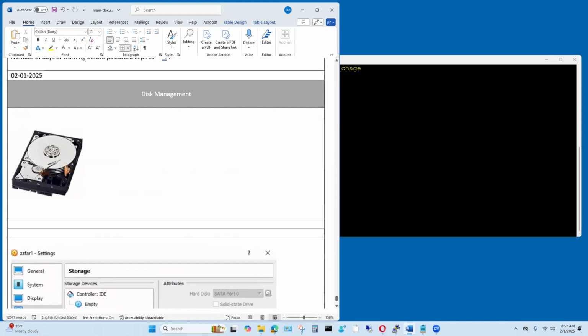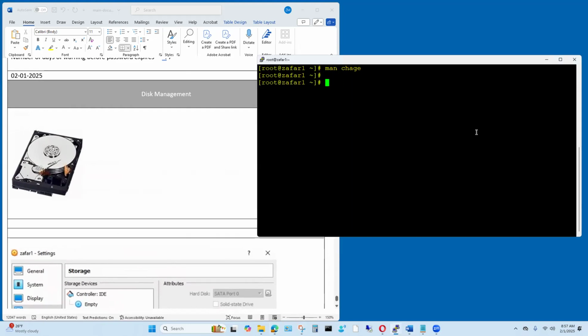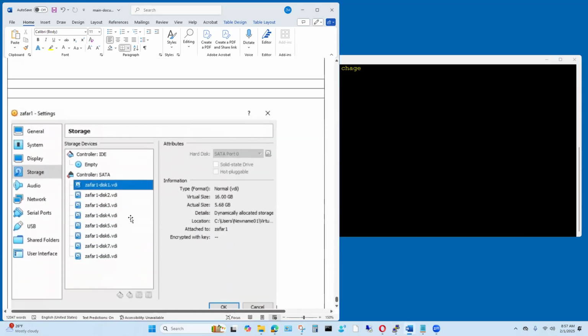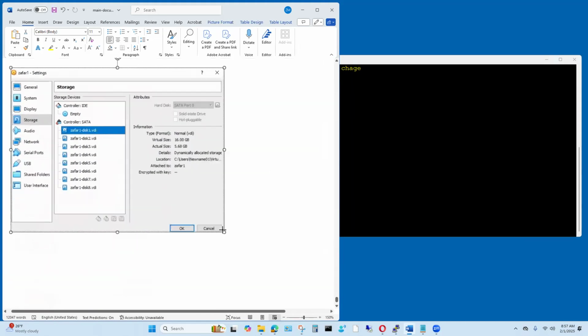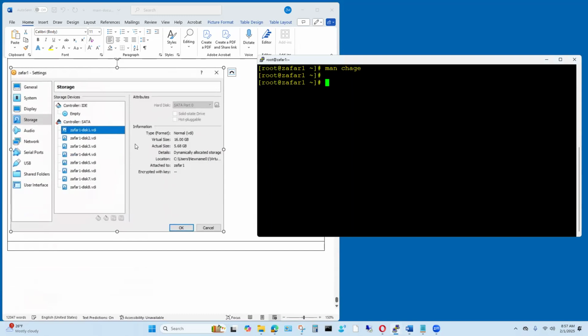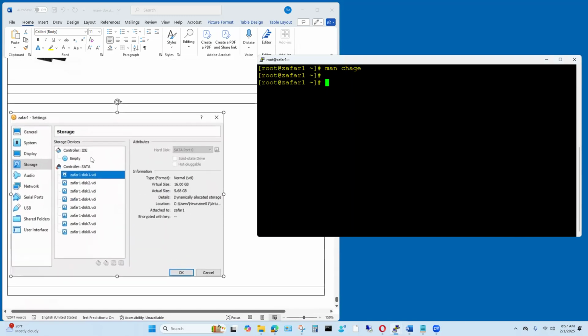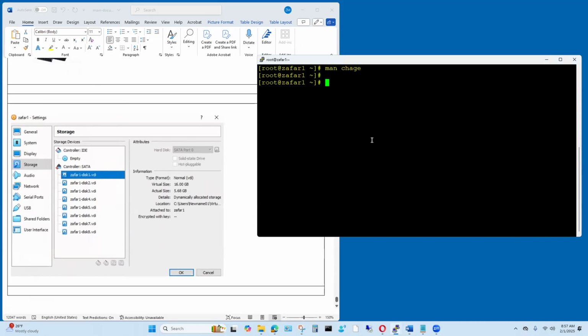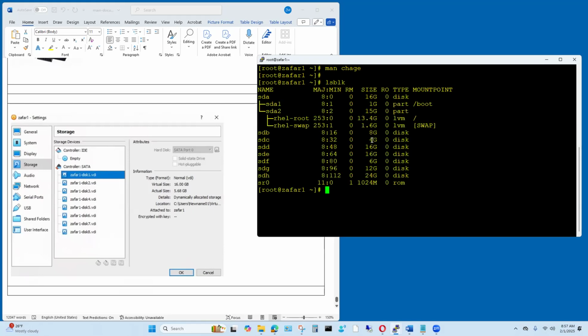So this is the physical hard drive. Before that, let me show you what I'm looking at here. Here we can see it visually, but in the operating system, how am I going to look at what disks are attached here? There's a new command called lsblk. That means list block.